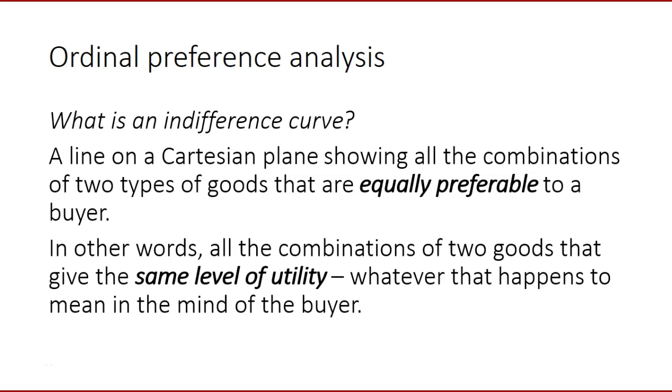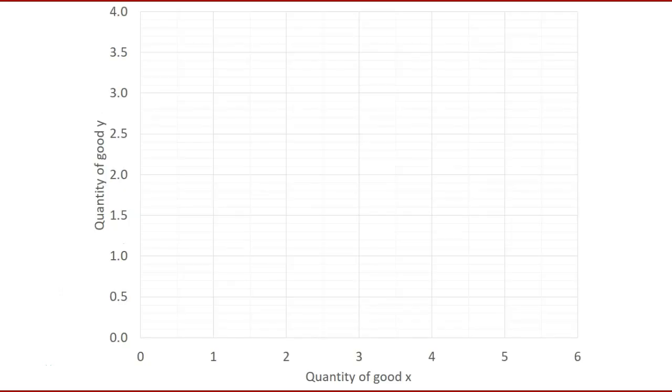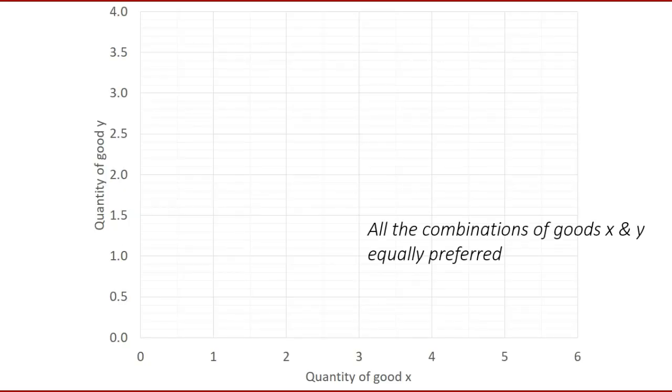So as it says there. Let's try and represent this idea. Let's say all of these combinations that I'm going to show you of X and Y are equally preferred in the consumer's mind. They like this combination, but they like this combination just as much, and they like this combination just as much as the other two, and they like this combination just as much as the previous three, and so on.